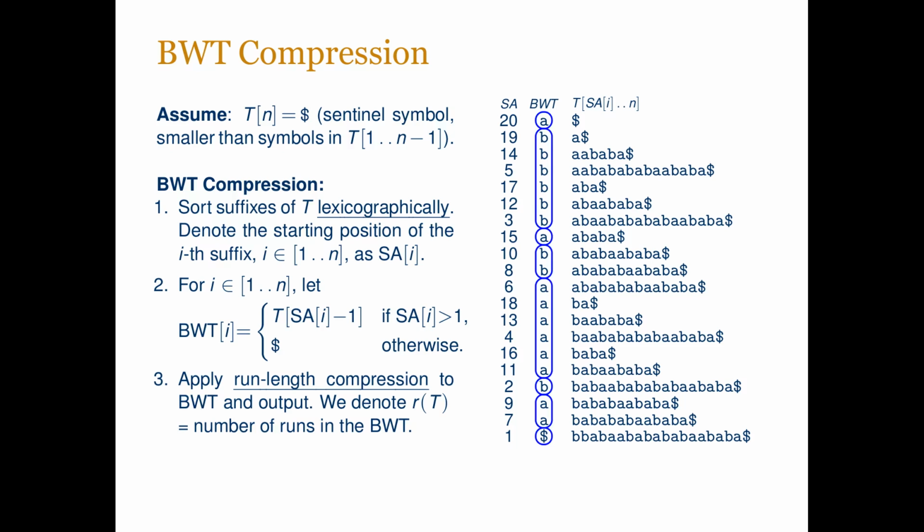The resulting runs for the BWT of the example string look as follows. Thus, if we represent each one as a pair containing its length and the symbol in the run, we obtain the following encoding of the BWT. Since there are 8 runs in the encoding, the value of r of t is 8.